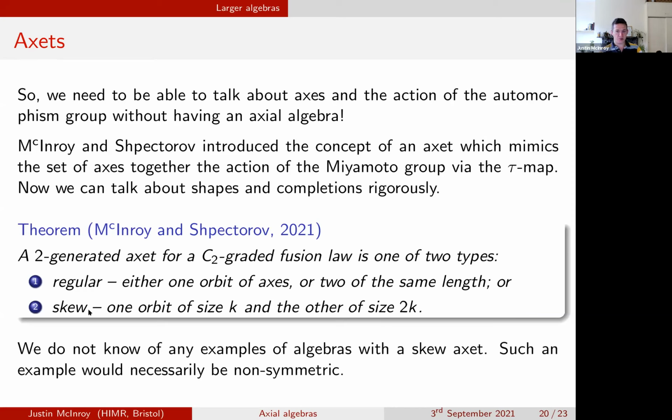But if such an example does exist, one axis is going to be in this set of size k, the other is going to be in this set of size 2k, and there's clearly no automorphism which switches these, because they've got different size orbits. So necessarily it is one of these non-symmetric cases. So this would be very interesting if we could find one of these. Do they even exist, or can you show that they never exist?